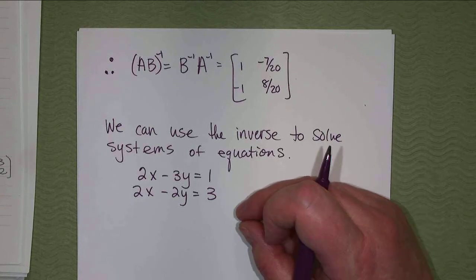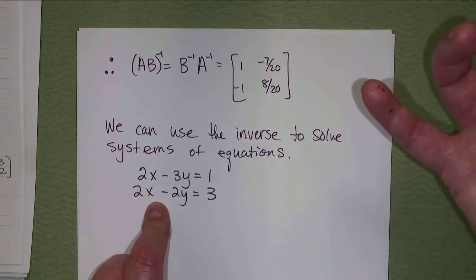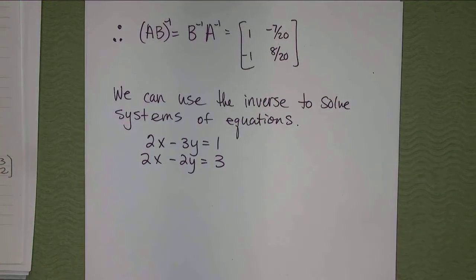Now, if you want to change the recipe, then you have to find a whole new inverse. So that's maybe not the most efficient way, but that's where we would use it. All right, so how do we do this?